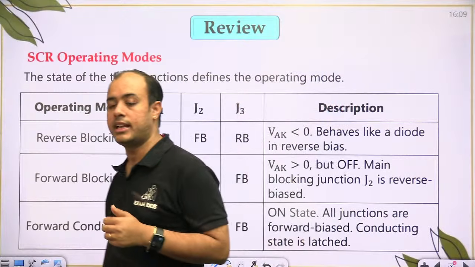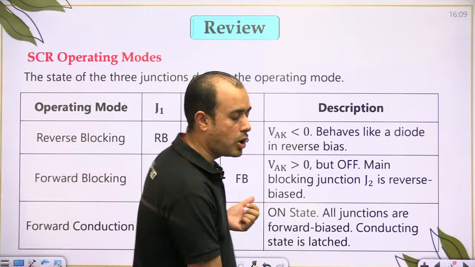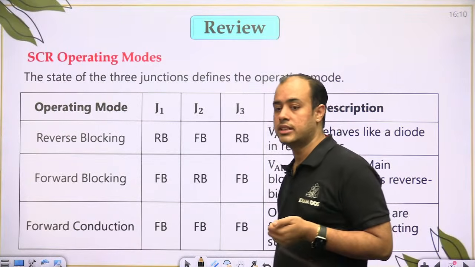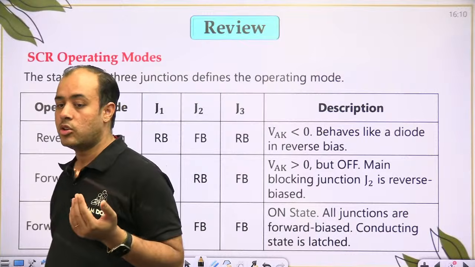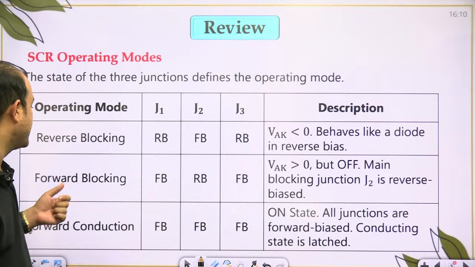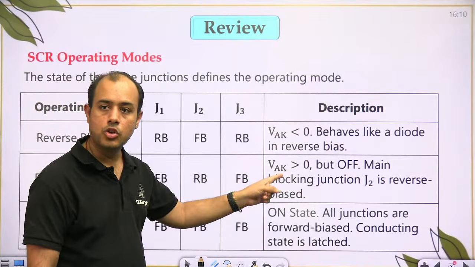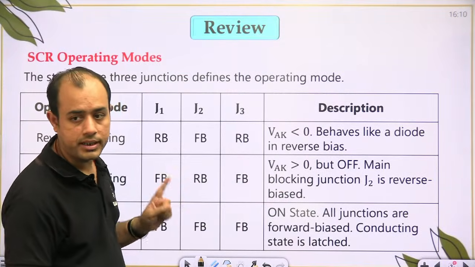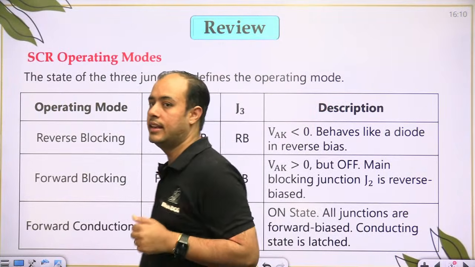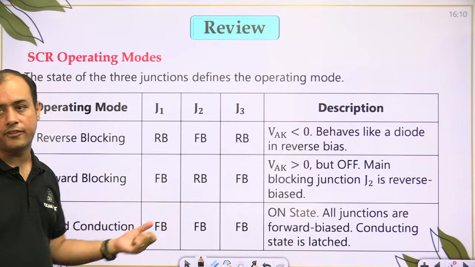It has 3 operating modes. In reverse blocking, outer junctions are reverse biased and the inner junction is forward biased. So the anode to cathode voltage is negative and the device works in reverse bias. In forward blocking, outer junctions are forward biased and the inner is reverse biased. So the anode to cathode voltage is positive, but it is off. It will stay off until your gate current arrives. Forward conduction, all 3 are forward biased.